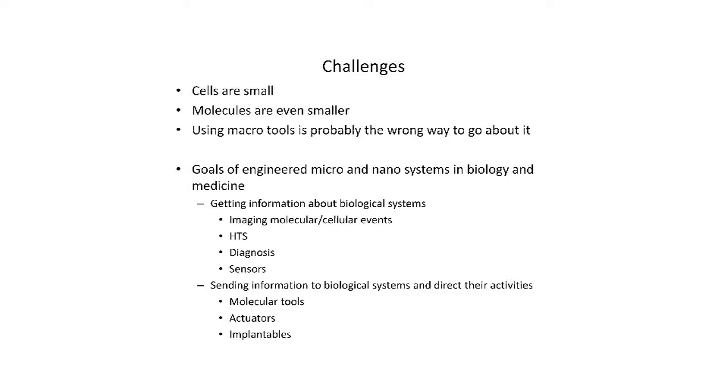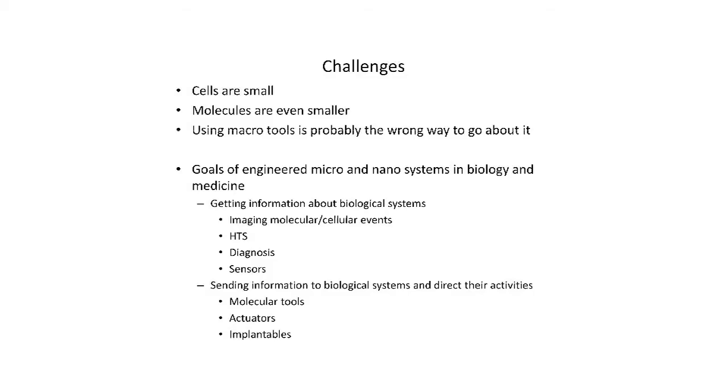The first set of goals usually involves getting information about the biological system. And then there's another set of goals, which is actually sending information to the biological system or directing their activities. So in terms of getting information from the biological system, we actually want to know disease mechanisms, how cellular activities are, how cells actually behave in normal cells and in cells that are doing different things, or diseased cells in the disease systems.